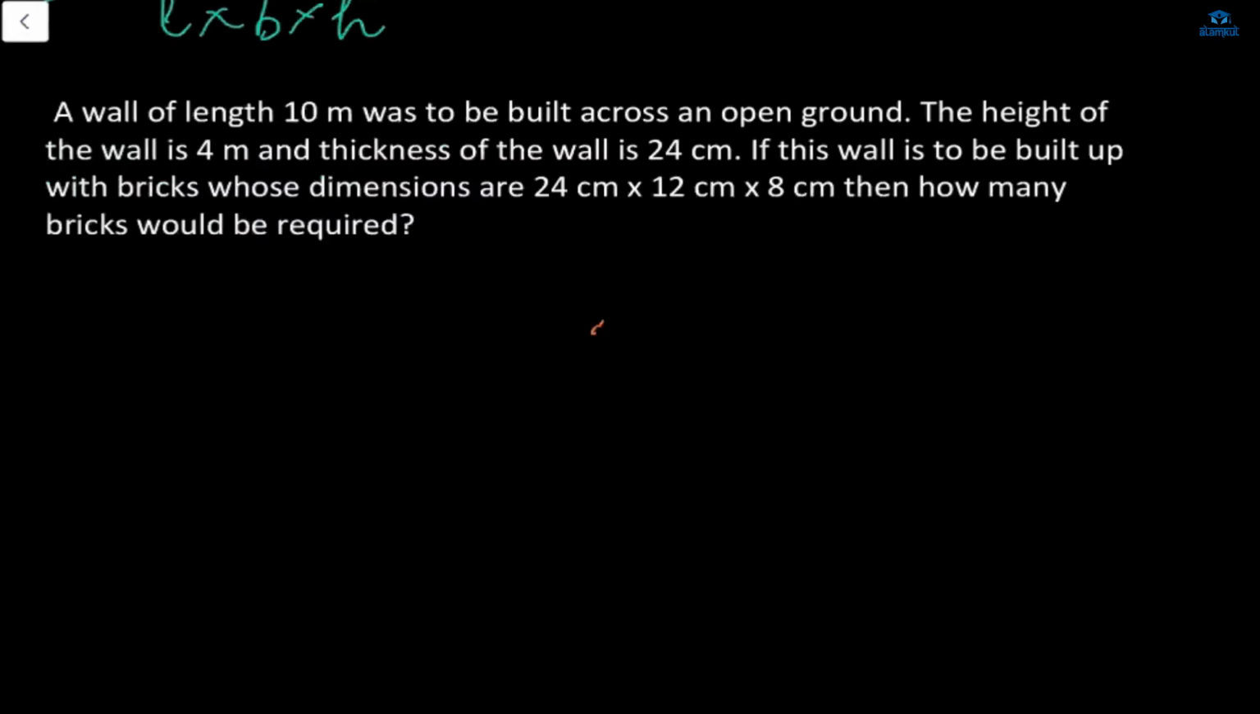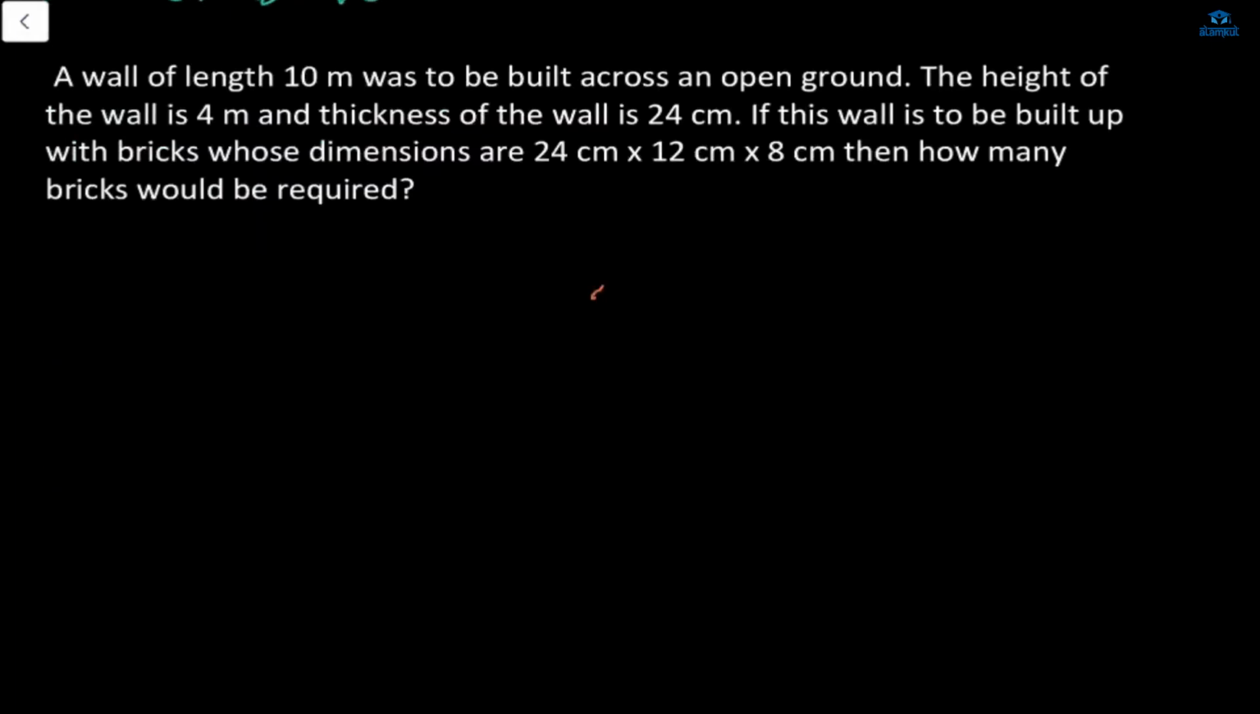A wall of length 10 meter was to be built across the open ground. The height of the wall is 4 meter and thickness of the wall is 24 centimeter. So we have to make.